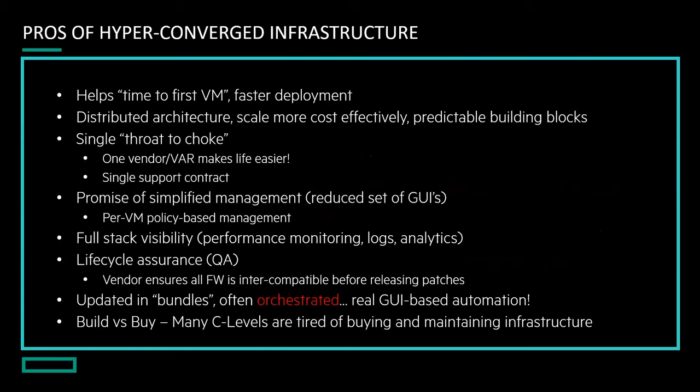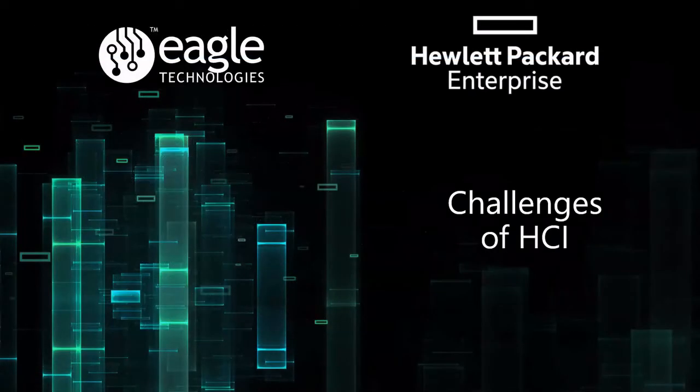The things that I liked out of the HCI was full stack visibility. If you own the whole stack, it should be easier to provide that level of visibility. Once again, it had the QA and the intercompatibility of firmware. And then the really exciting part was this was the first time I saw real GUI-based automation and orchestration. So HCI has and continues to generate a lot of interest in the modern data center. But just like three-tier architecture, as we get feedback from customers, we've learned that it's really not the magic bullet.